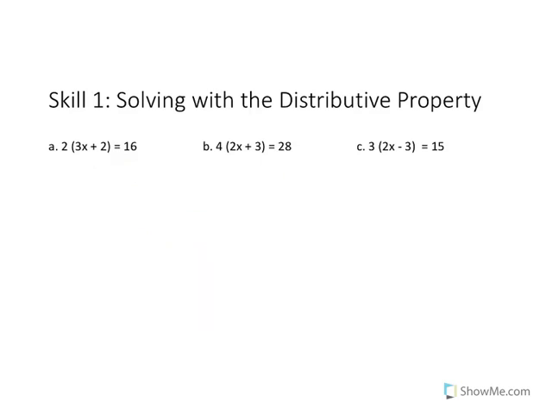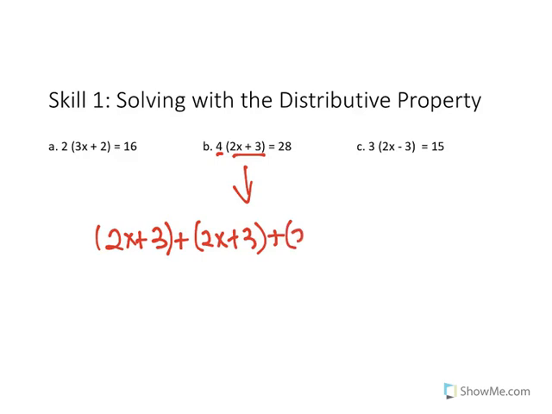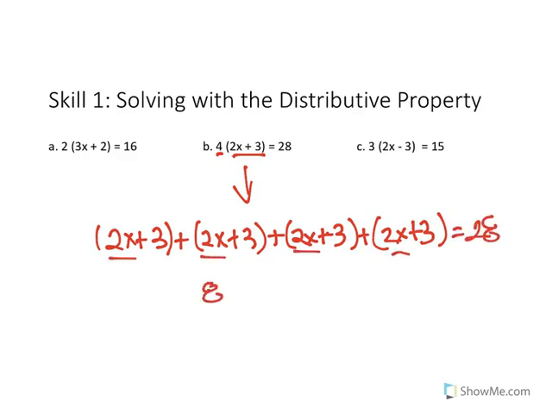Now, in another case, this one. This means I have 4 sets of 2x plus 3. So it becomes 2x plus 3, 2x plus 3, 2x plus 3, plus 2x plus 3 makes 28. And if you compress this down, this is 8x plus 12 equals 28, and you solve it like normal.